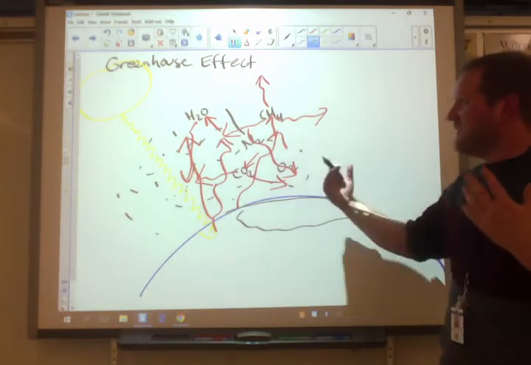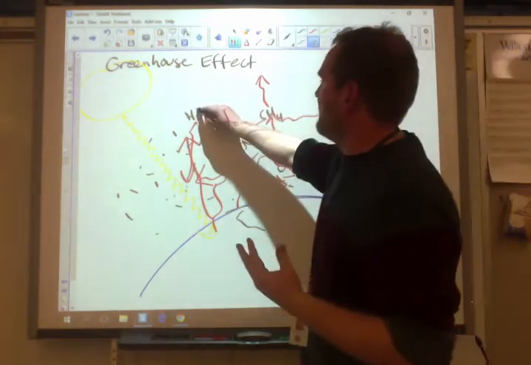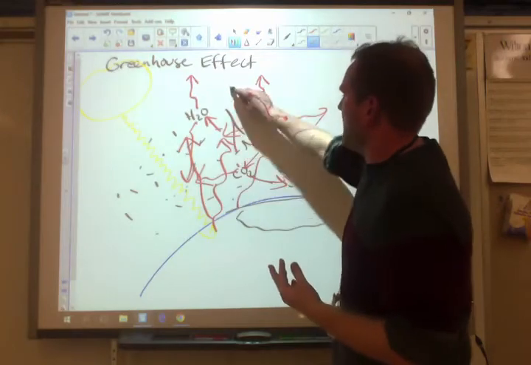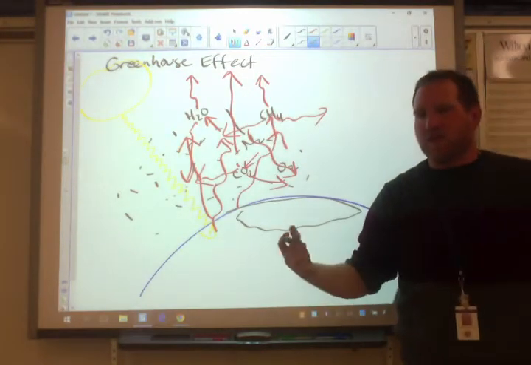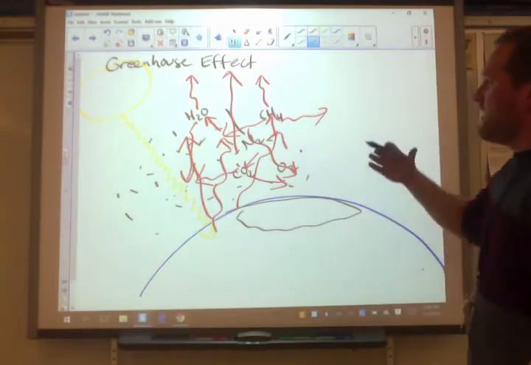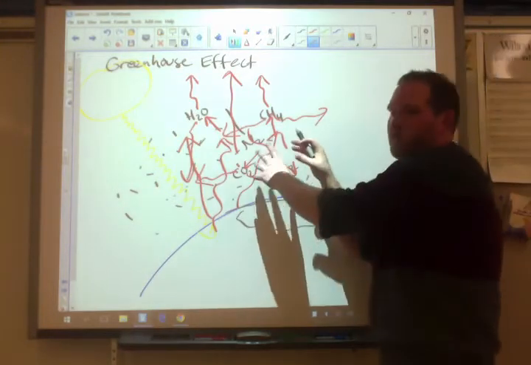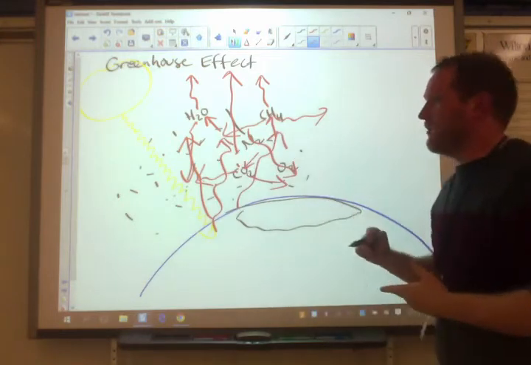Now look, eventually it gets out. Eventually that water is going to radiate it up. This carbon dioxide will radiate it up. And that's why the Earth just hasn't been slowly heating up for the last 4 billion years. Heat does get out, but the thing is it kind of lingers around here for a little bit before getting out. And this is good.